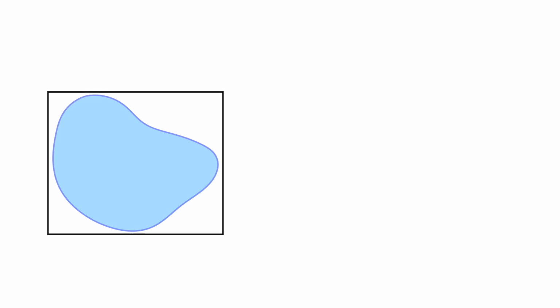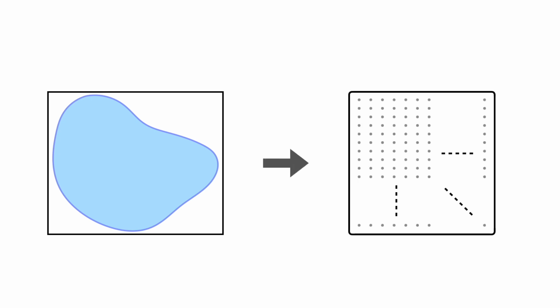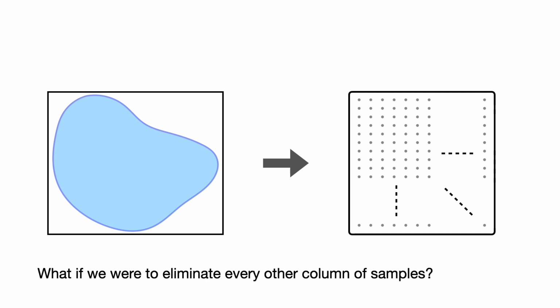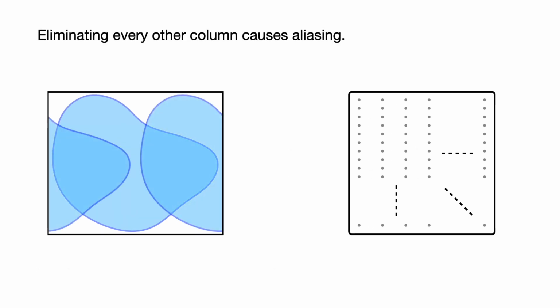So let's say this is a slice of the patient that we want to image. The dark blue contour is the non-rectangular field of view. And perhaps the black rectangle shown here would be the rectangular field of view selected by the person controlling the MRI machine. This would dictate a Cartesian sampling pattern as so. But what if we were to eliminate every other column of these samples? That would cause aliasing. It would replicate the slice of the anatomy and shift it by half.